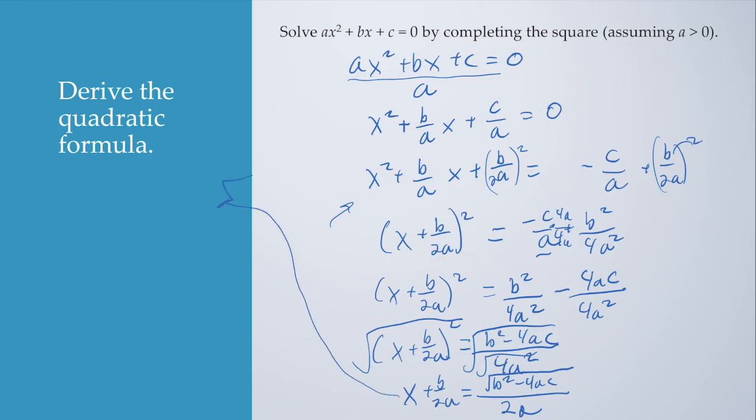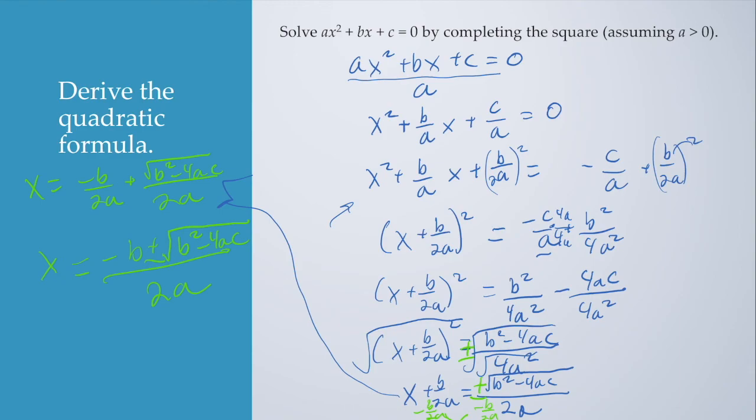So let's take a look over here, change colors. So I have x is negative b over 2a, because I subtracted it from both sides, plus the square root of b squared minus 4ac all over 2a. So I have x is negative b plus this, or minus, right? Because when we take the square root, it's plus or minus the square root of b squared minus 4ac all over 2a. There you go. So that's where the quadratic formula came from.